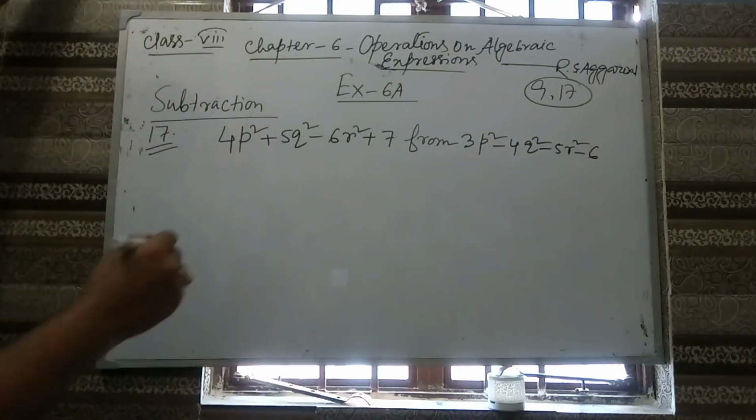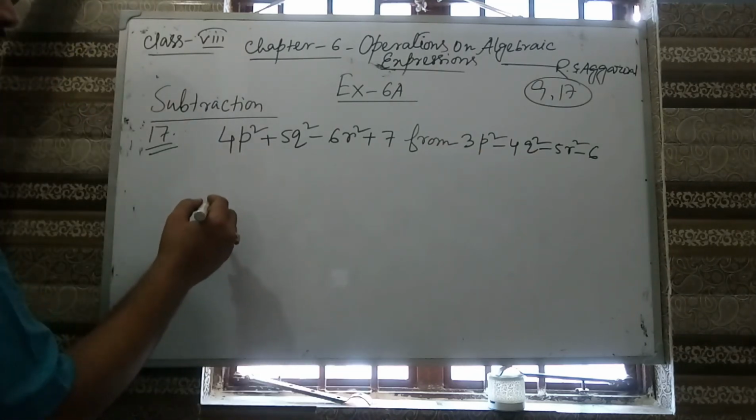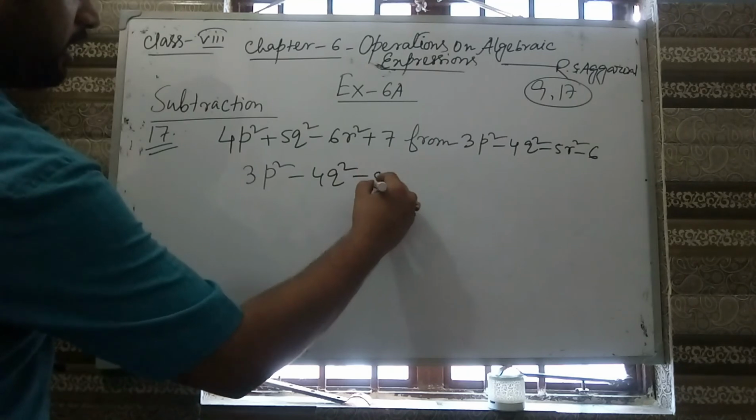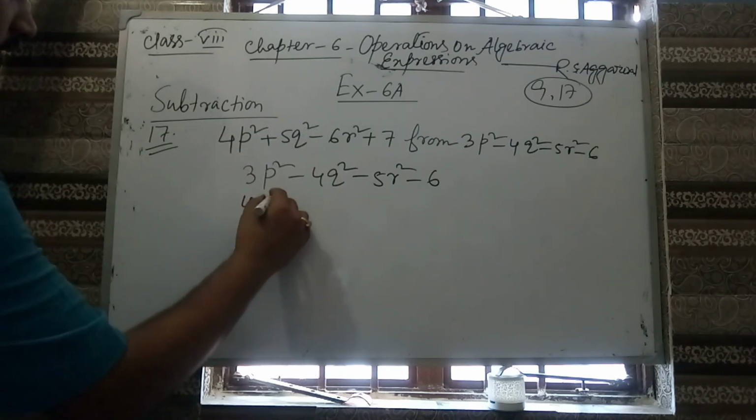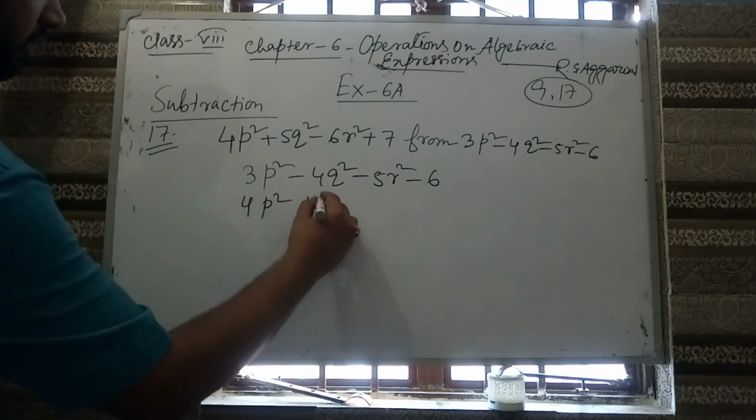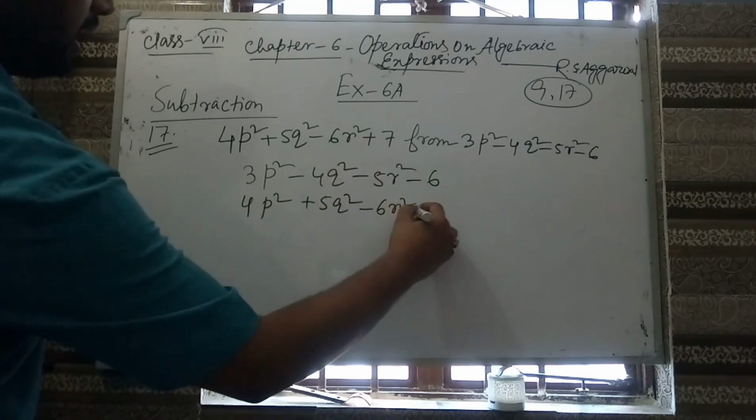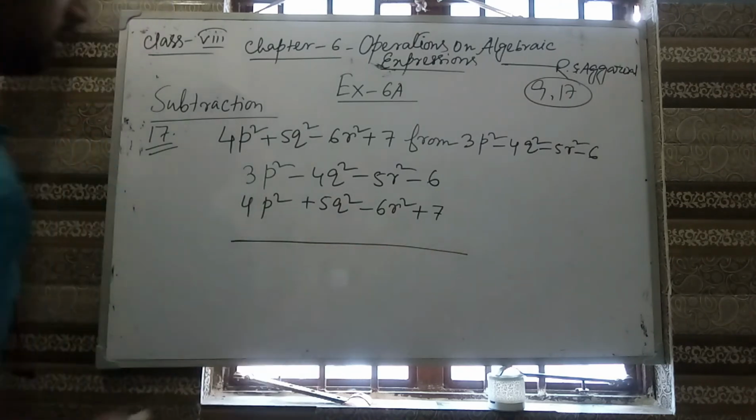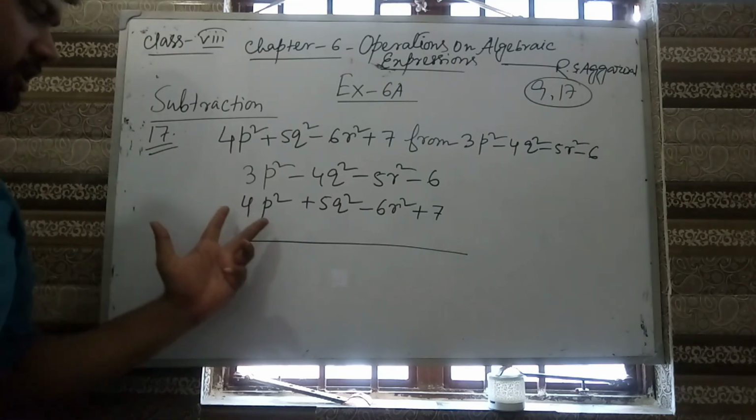Be very careful. If you write this one first, this one second, then your answer will be different and it will be wrong. 3p square minus 4q square minus 5r square minus 6. From this one we have to subtract this one. 4p square, write down it here, plus 5q square minus 6r square plus 7. Now keep some space over here and draw the line. Now look, we have to subtract this one from this one.